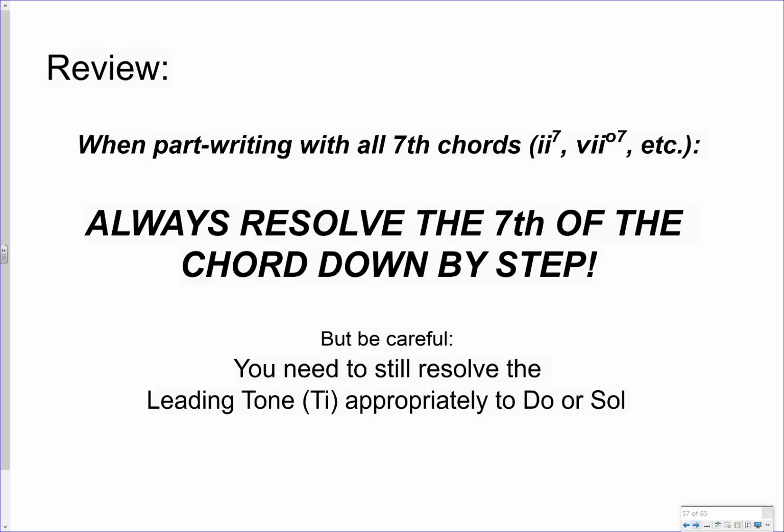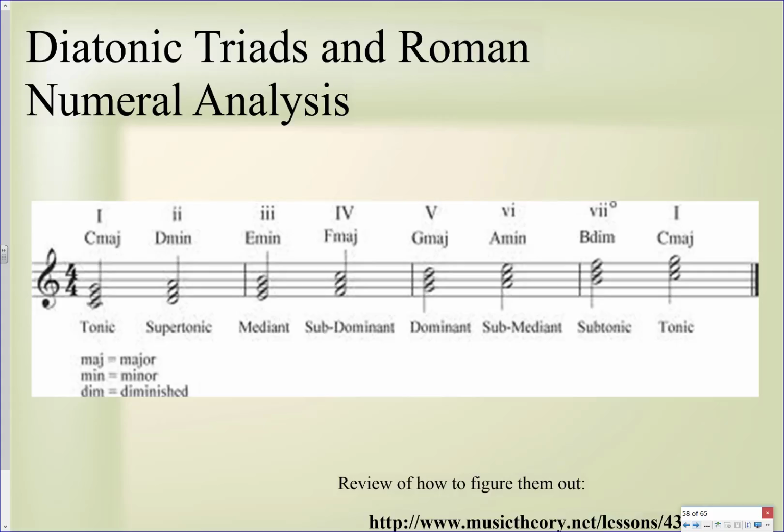To sol. Just a quick recap of everything so far. So you should be aware of these diatonic triads and Roman numeral analysis. These are triads. This is review from a long time ago. For major: major 1, minor 2, minor 3, major 4, major 5, minor 6, 7 diminished, and major 1.